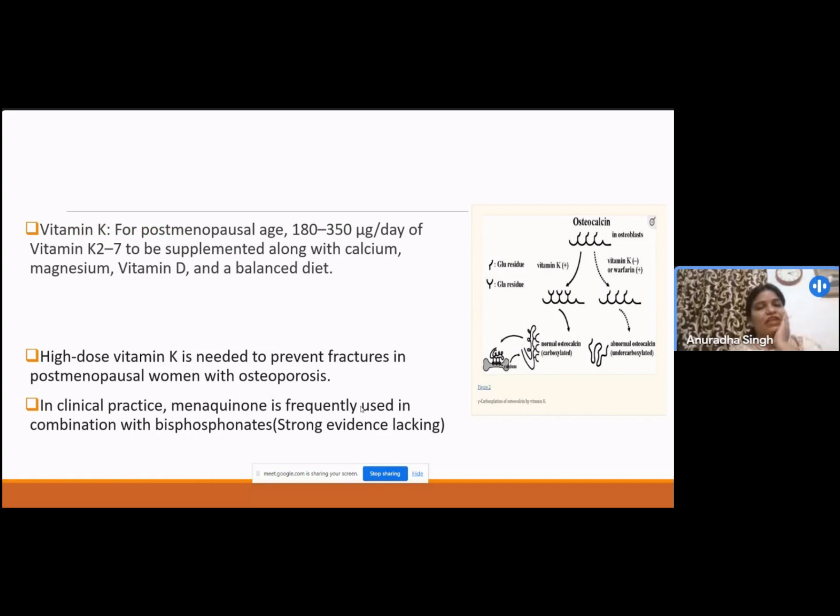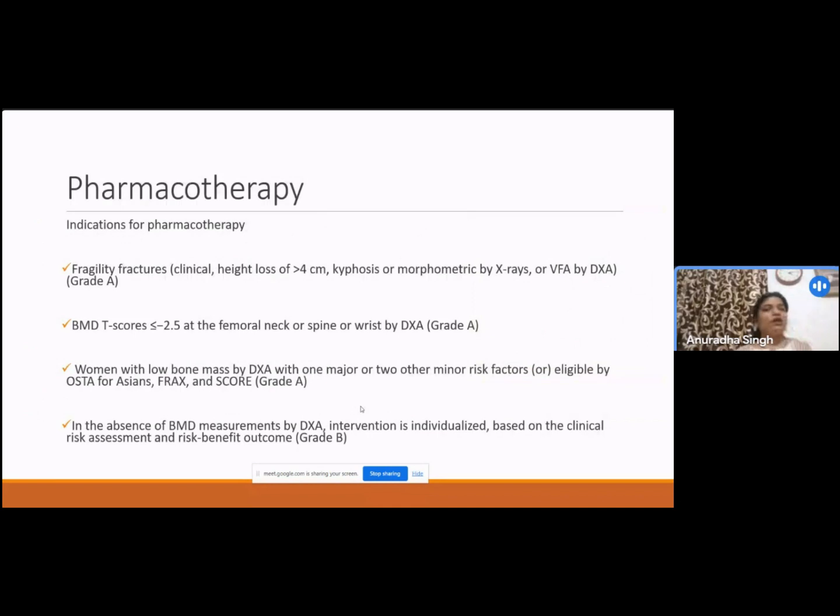Now, the role of vitamin K in osteoporosis is established, but strong evidence is still lacking. The dose required for the prevention or treatment of osteoporosis is very high, to the tune of 180 to 350 microgram per day, which is thrice the normal recommended daily allowance of somewhere around 90 microgram per day. But high dose vitamin K is established to prevent fractures in postmenopausal women. In clinical practice, we have vitamin K2 analog, which is a menaquinone. It is frequently available in combination with other drugs like bisphosphonates, but the evidence is lacking, so we are not using it currently.